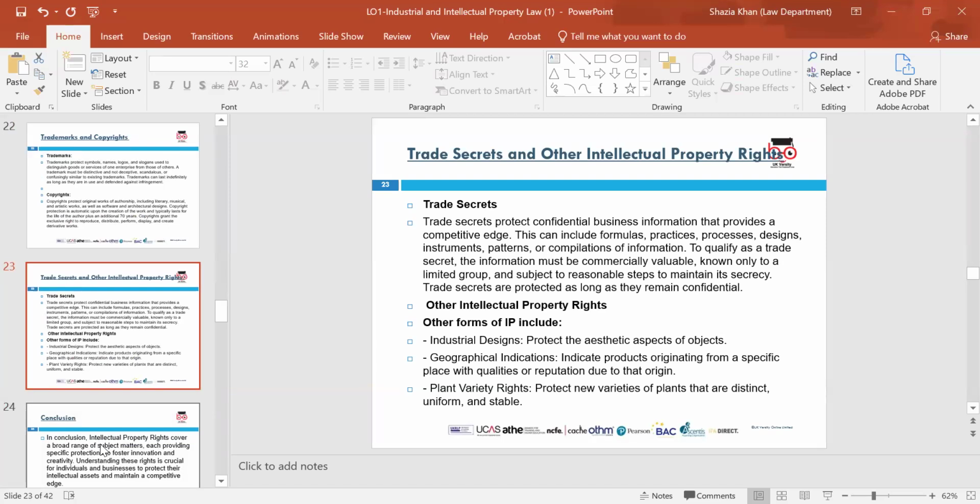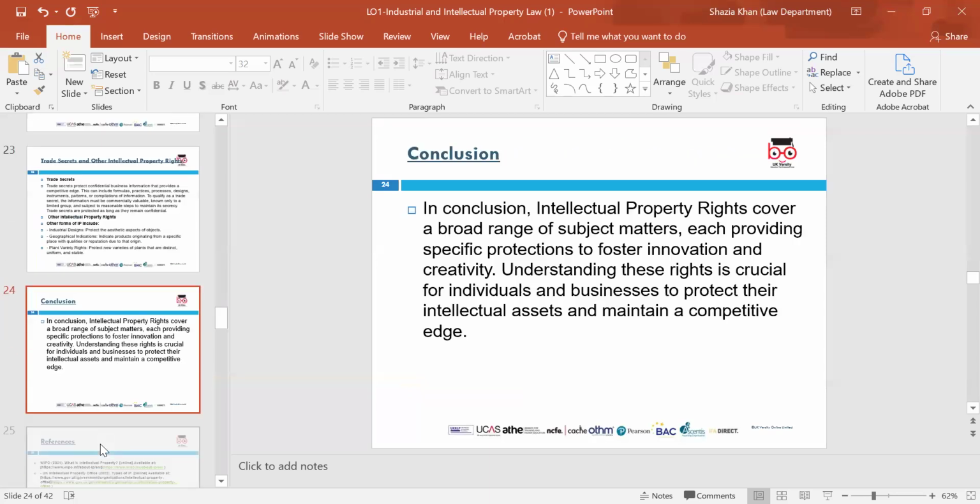Trade secrets and other intellectual property rights. So trade secrets protect confidential business information that provides a competitive edge. And in this case it is a formula. It could be ingredients, like with Coca-Cola, how they have produced that, the ingredients in it. Other intellectual property rights: industrial designs protect the aesthetic aspects of objects, as well as geographical indications and plant variety rights. So these are other forms of intellectual property rights.